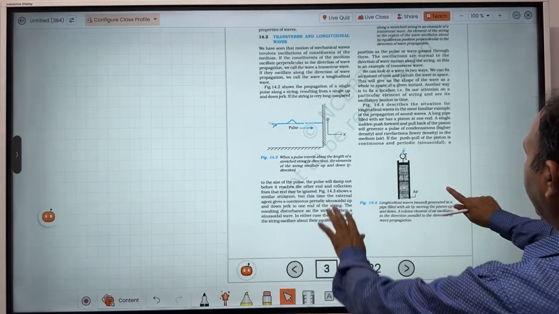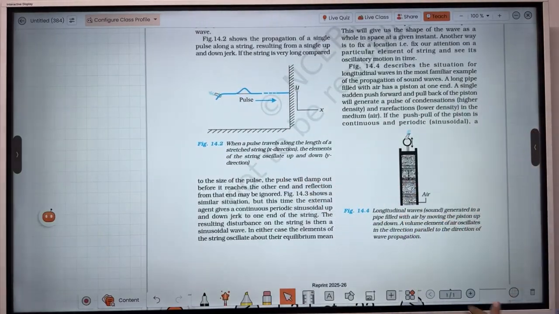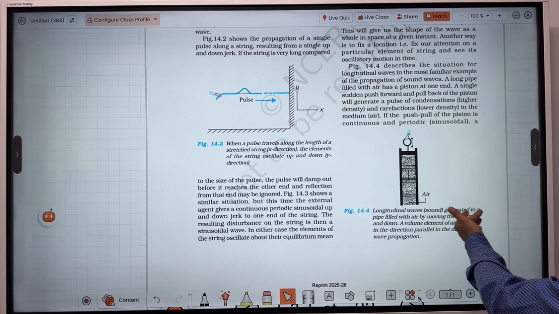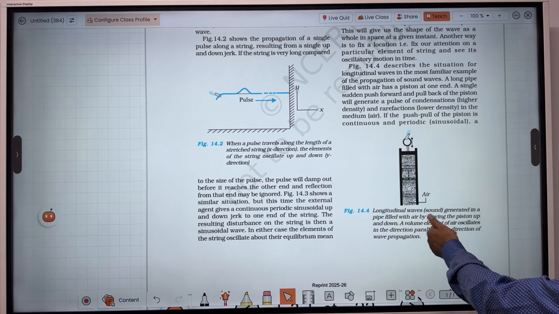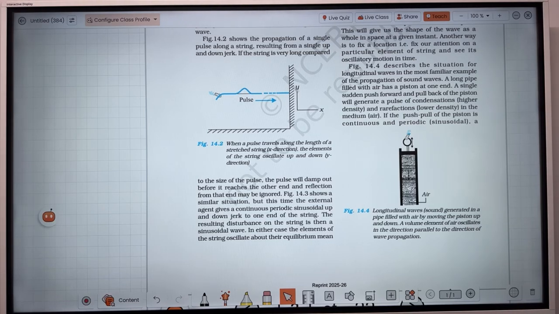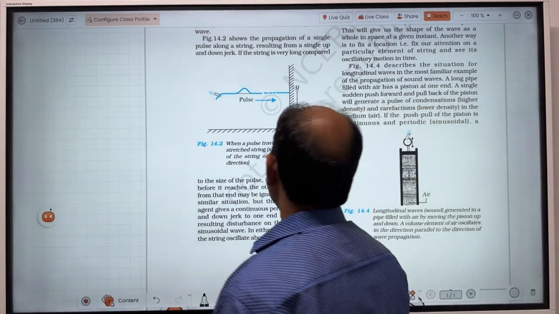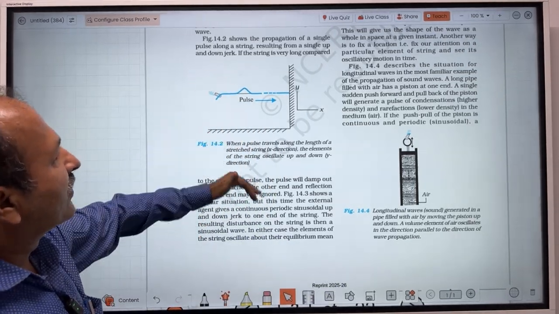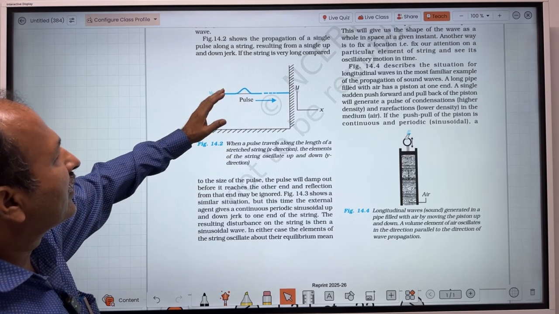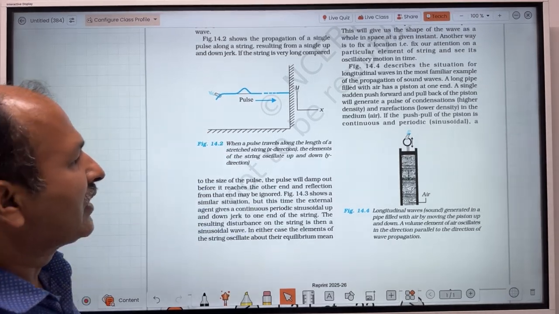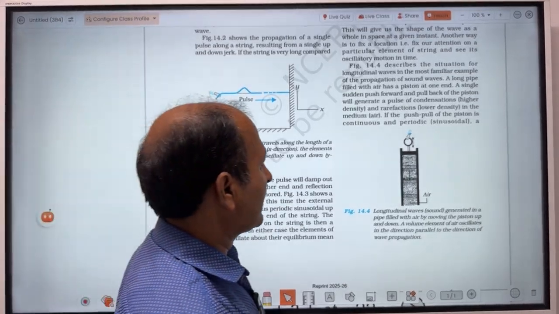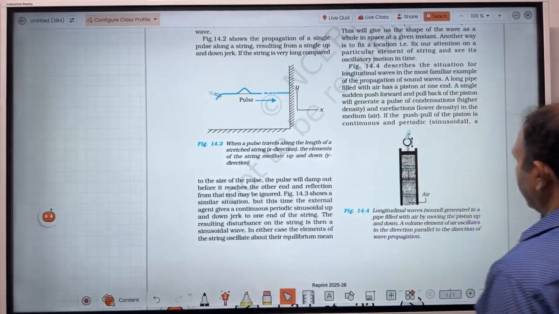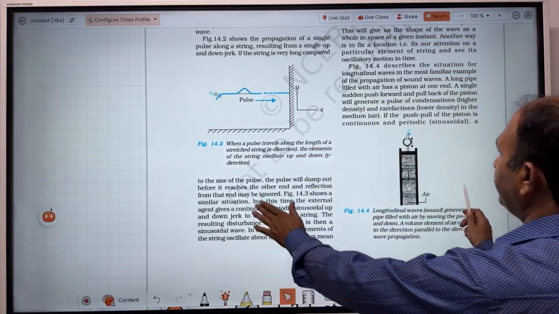Now here compression and rarefaction is shown. Longitudinal waves like sound are generated in a pipe filled with air by moving the piston up and down. A volume element of air oscillates in the direction parallel to the direction of wave propagation, right? So what you have observed, in case of transverse waves, the particles oscillate perpendicular to the direction of wave propagation, but in case of longitudinal waves, particles oscillate along the direction of wave propagation.